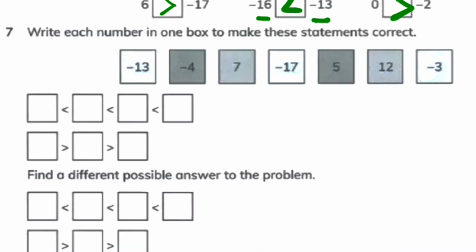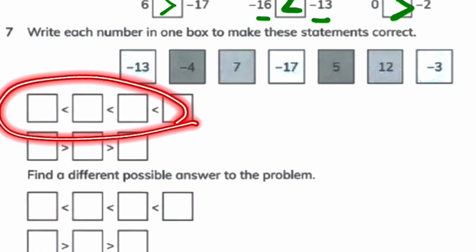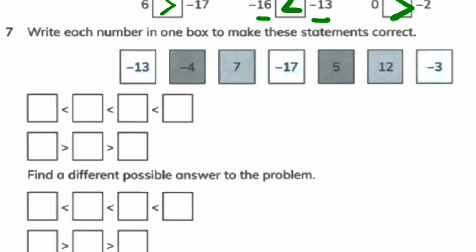Here we have a few numbers on our number cards. We have to arrange these numbers in the boxes below. All boxes have less than signs. Here we will choose 4 numbers. The smallest number will be in the first box and the biggest number will be in the last box.